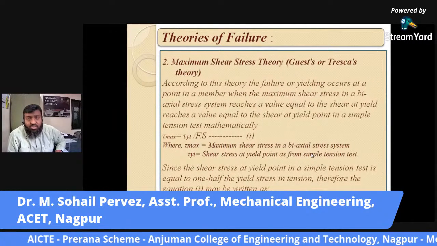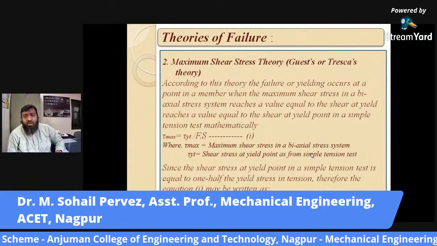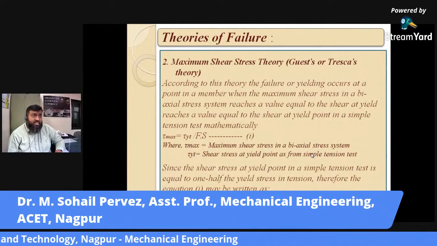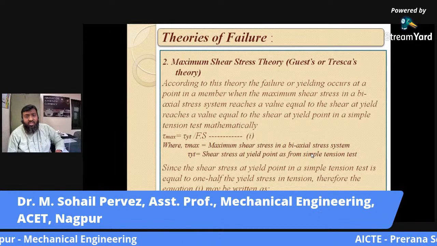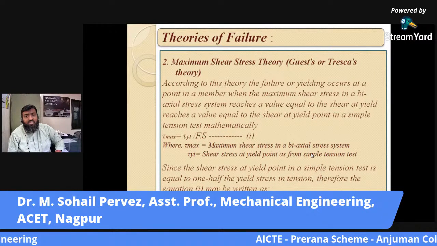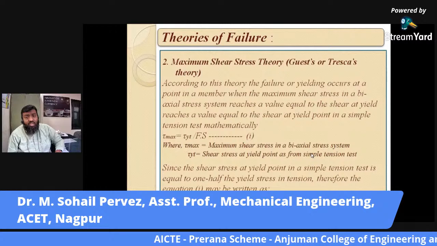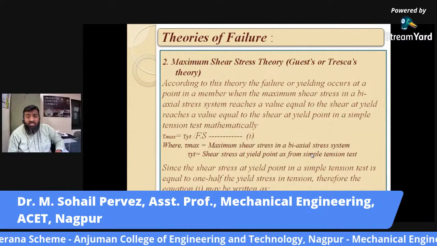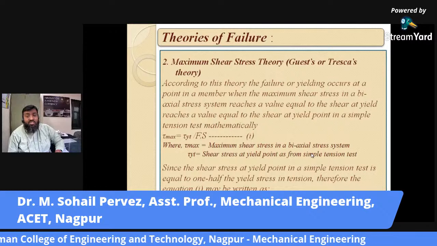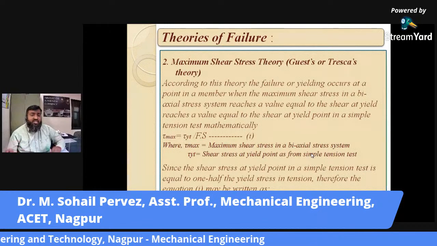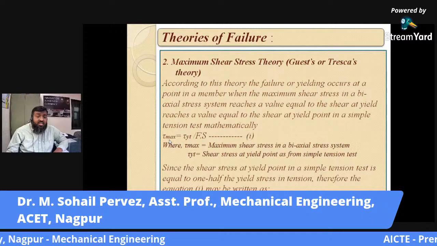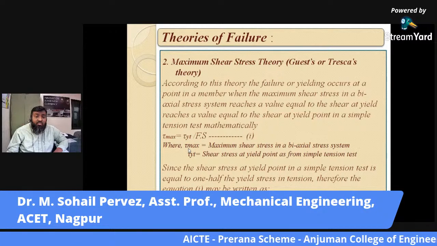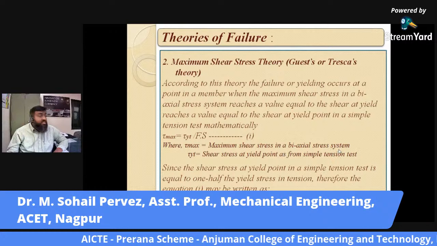Maximum shear stress theory, Guest or Tresca's theory. Very important for ductile material. According to this theory, the maximum shear stress in a biaxial stress system reaches a value equal to the shear stress at yield point. In simple tension test, mathematically how can we write this? Tau max is equal to tau YT. So please mind this well. Maximum shear stress in a biaxial stress system.